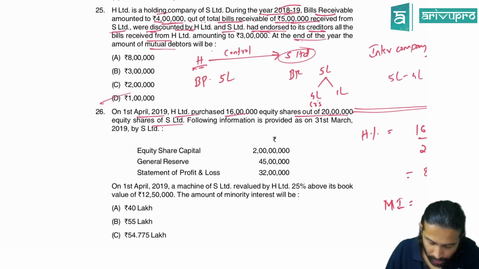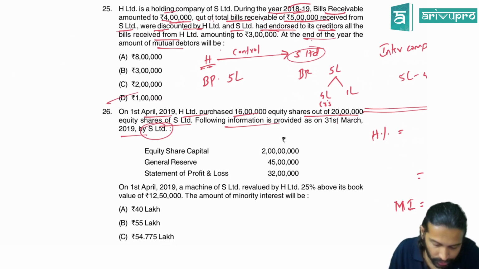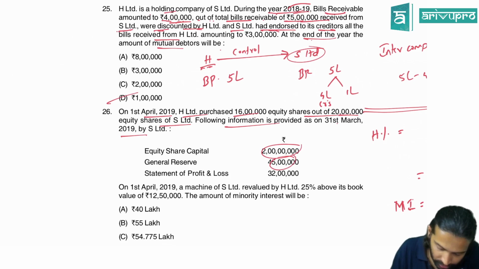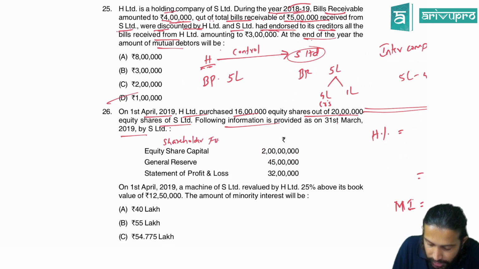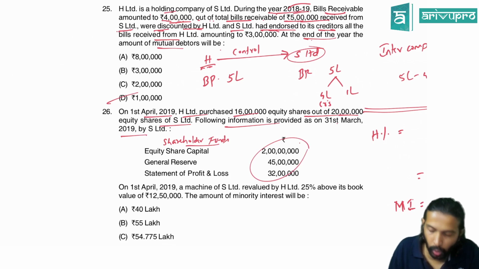Okay. Next, now check what they are asking. The following information is provided as on 31st March 2009 by S Limited, that is the subsidiary company. They have given the subsidiary company's share capital, general reserve, P&L. All these are what? Where will you show them? All these are shareholders funds. Correct? No? Share capital plus reserves and surplus only, we call it shareholders funds.